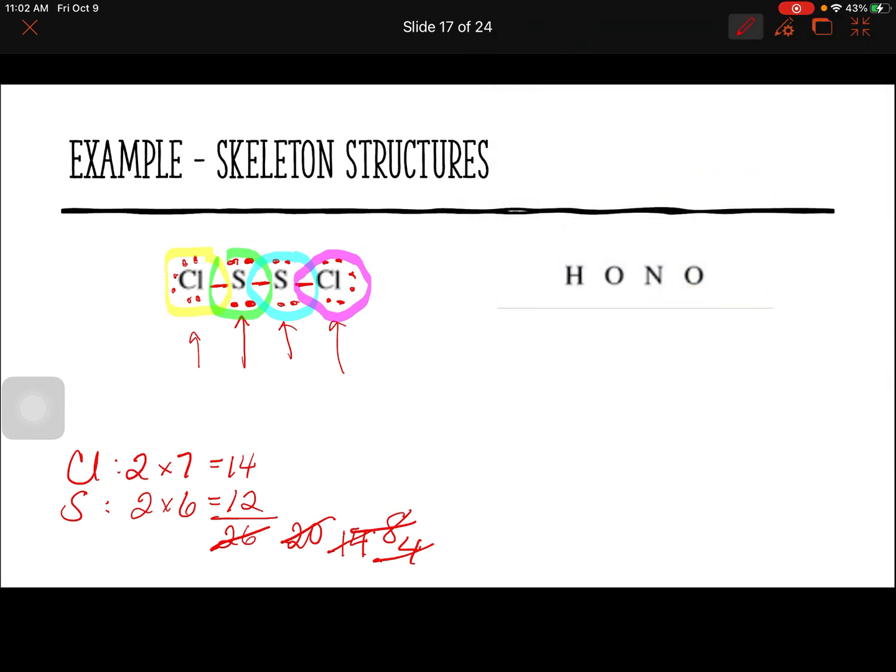Okay, now this compound on the right, we're going to do our counting. So we have hydrogen, oxygen, and nitrogen. We have 1 hydrogen, so that's 1 valence electron. We have 2 oxygens with 6 valence electrons apiece, and we have 1 nitrogen with 5 valence electrons. So this picture needs to have a total of 18 electrons in it.